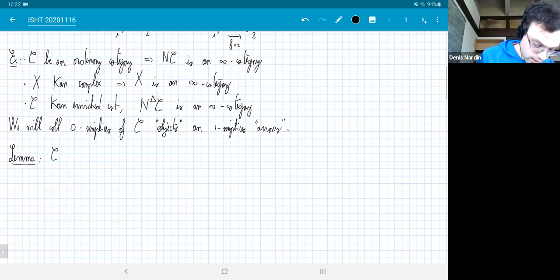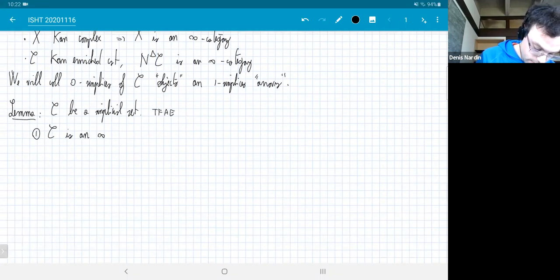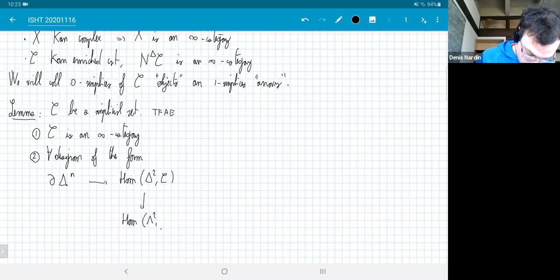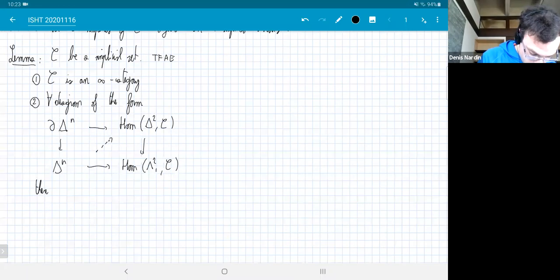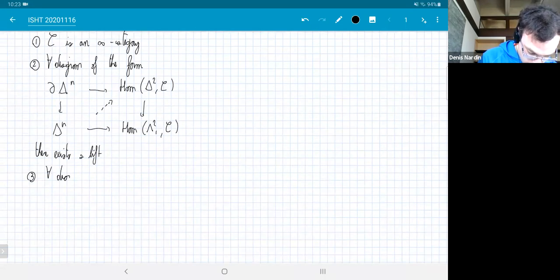Okay, so let C be a simplicial set. The following are equivalent. 1, C is an infinity category. 2, for every diagram of the form, there exists a lift. And then the 3 is similar.